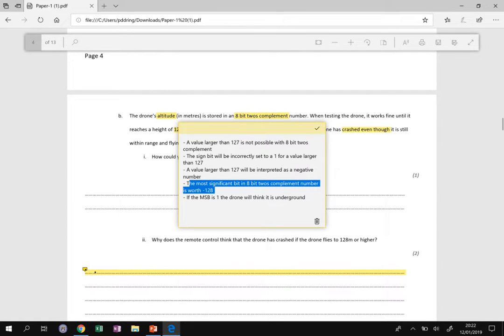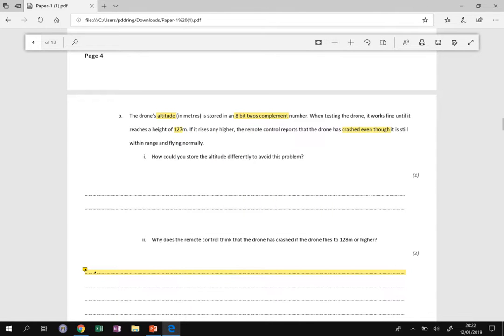If you write that down, you get 1 mark for that. Or if the most significant bit, MSB, is 1, the drone will think it's underground because it will be a negative number. So any 2 of these. So once we've explained why, we can think, well, how could we store it differently?